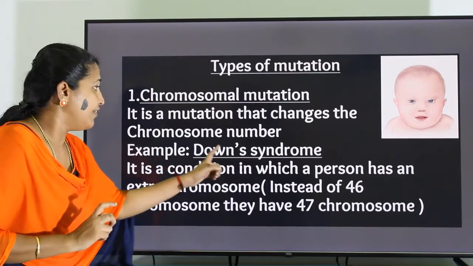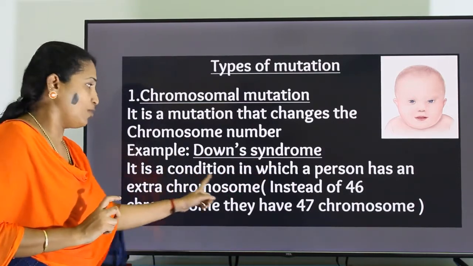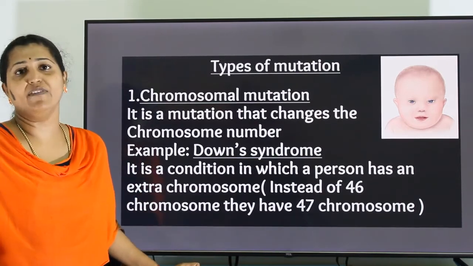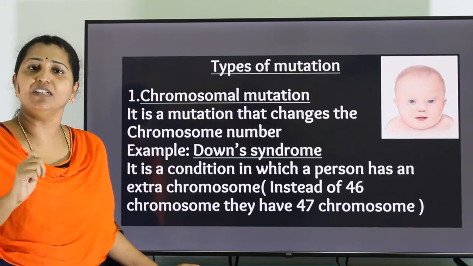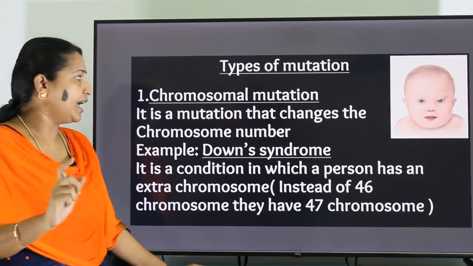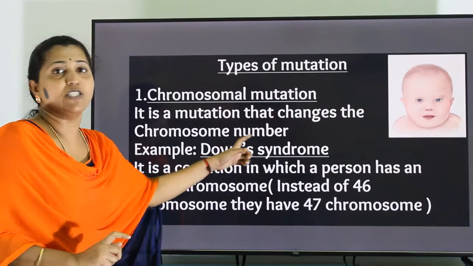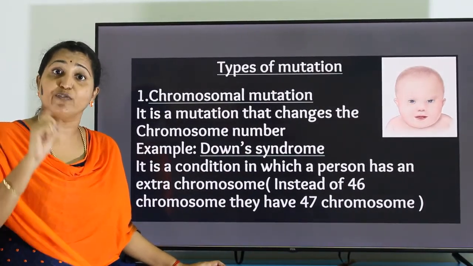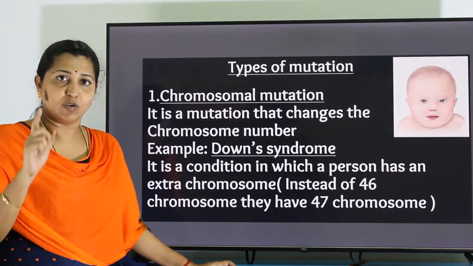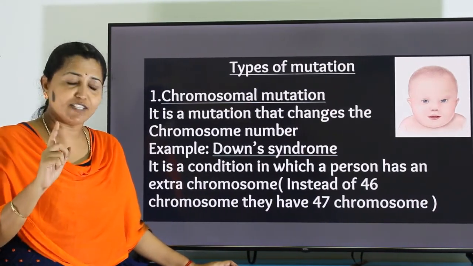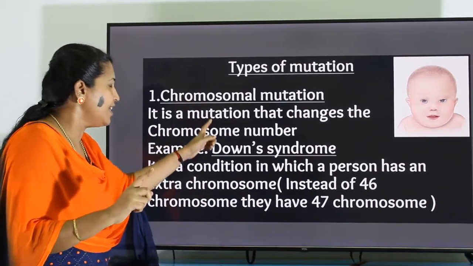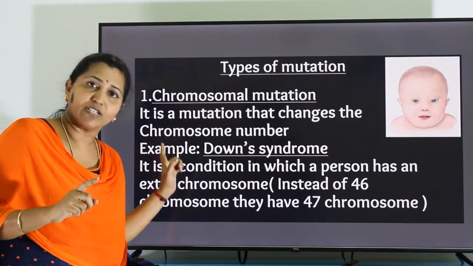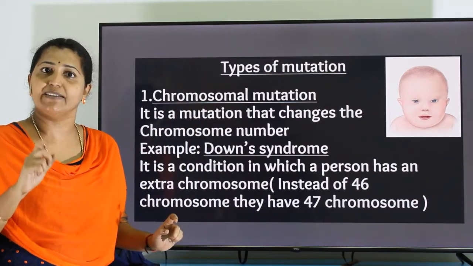Here the example is Down syndrome. It is a condition in which a person has an extra chromosome. Normally our body cells have 46 chromosomes or 23 pairs. But a person with Down syndrome has one extra chromosome, so instead of 46, they have 47 chromosomes. Is it clear? So once again, what is chromosomal mutation? It is a mutation that changes the chromosome number. In Down syndrome, instead of 46 chromosomes, they have 47 chromosomes.